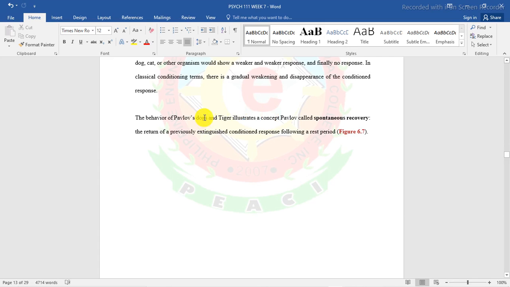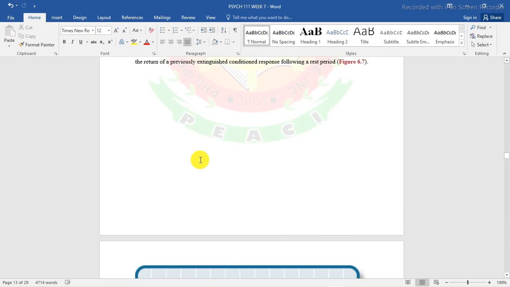In the behavior of Pavlov's dog, there is a concept Pavlov called spontaneous recovery, or the return of a previously extinct conditioned response following a rest period. So, you can also recover the response. For example, if you were late with the food for your dog, you can have a recovery there. You just repeat it, you just repeat your response.